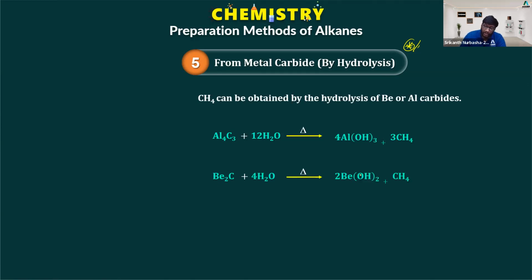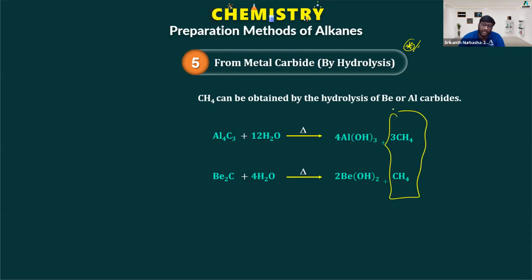Be2C plus 4H2O gives Be(OH)2 plus CH4. So these are the ways where the metal carbides were heated in the presence of water. Yes or no? Hydrolysis of metal carbides actually produces your respective methane.